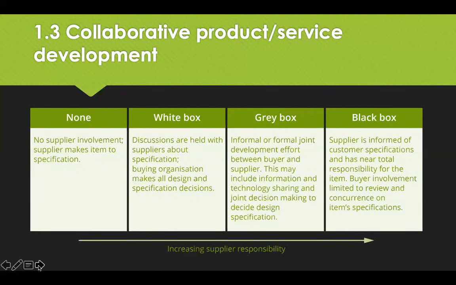So it could include sharing information, technology, joint decision making. Whereas black box is where the supplier is informed of the customer's specification and has nearly total responsibility for that item. So buyer involvement is limited to review and conclude that the item meets the specification.